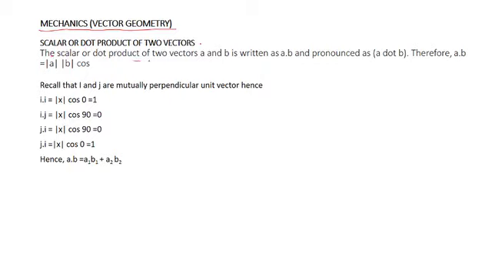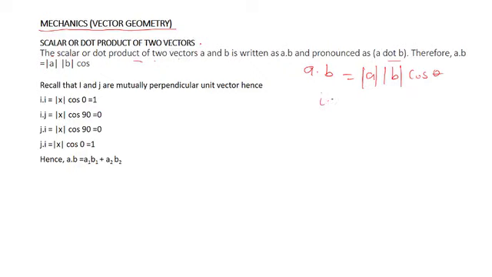The scalar or dot product of two vectors A and B is usually written as A dot B, pronounced A dot B. Therefore, A dot B is equal to the absolute value of A times the absolute value of B times cos theta, the angle between A and B. Also recall that when you multiply two vectors in the same coordinate, the value is equal to 1.